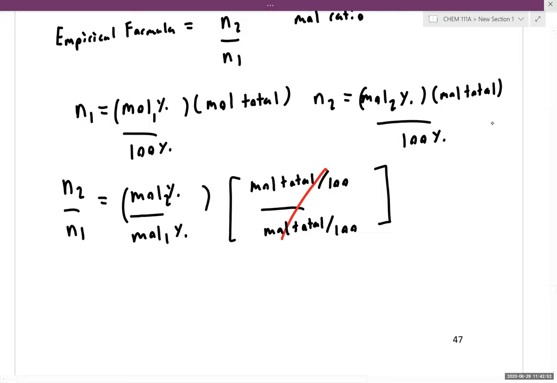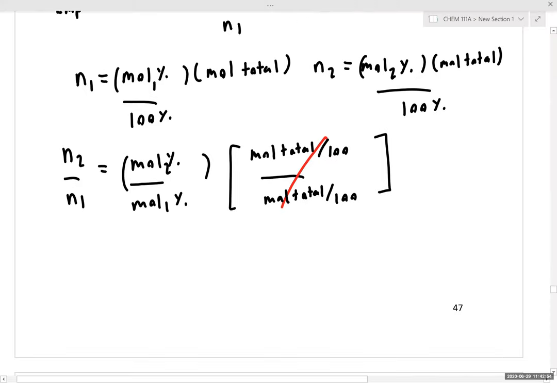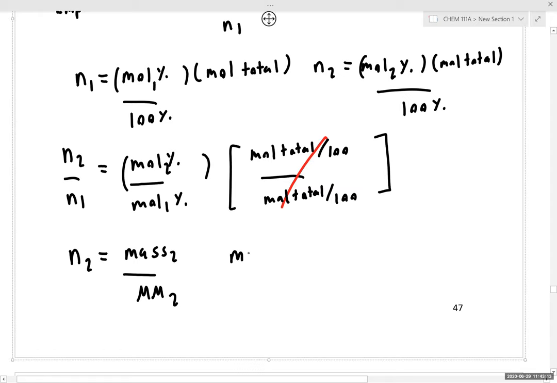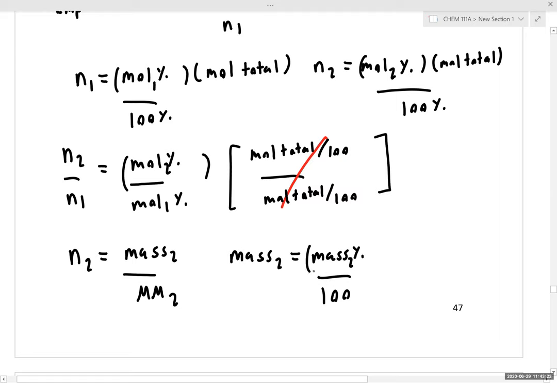Now, additionally, we know that the way we calculate moles of an element is by taking the mass of your element over your molar mass. And we know that the mass of an element is equal to the mass percentage of that element over 100 times the mass total.